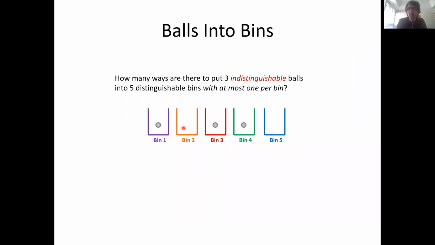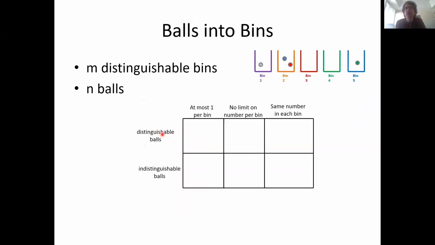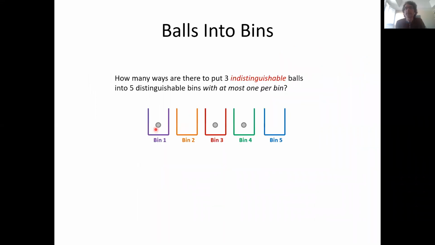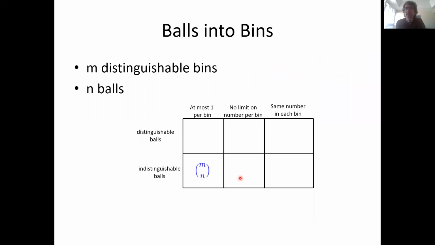If the balls are indistinguishable, and there's a limit, then it's like we're choosing 3 bins out of 5. So we're choosing n bins out of M. So it's M choose N.